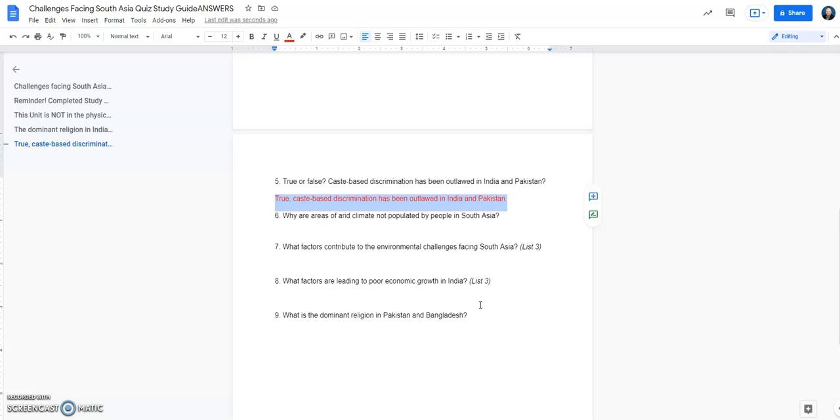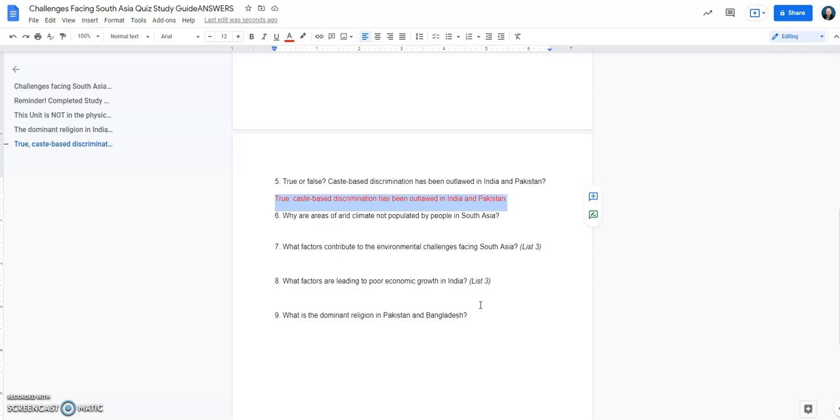Now things are loosening up, right? So now they still have the caste system, they still have that kind of social structure, but you're not just stuck where you are, right? You're not allowed to be discriminated against based on the caste. So things are slowly changing with the caste system in India and Pakistan.